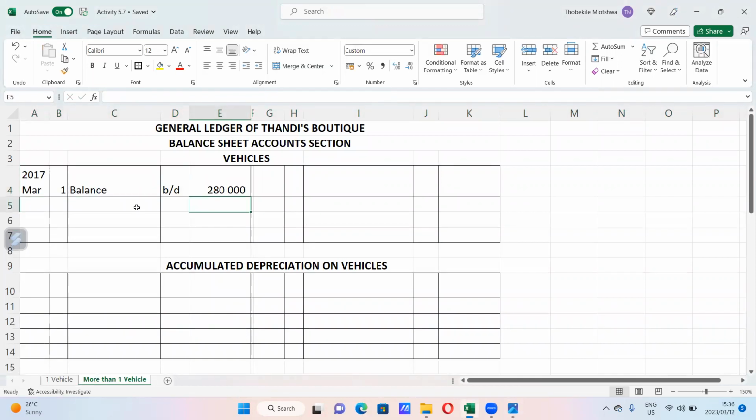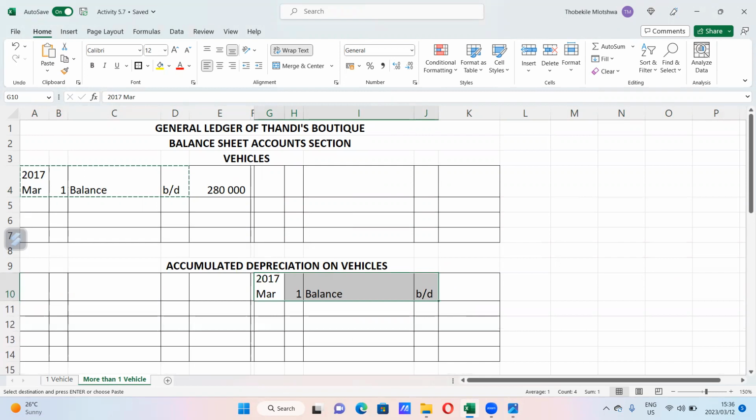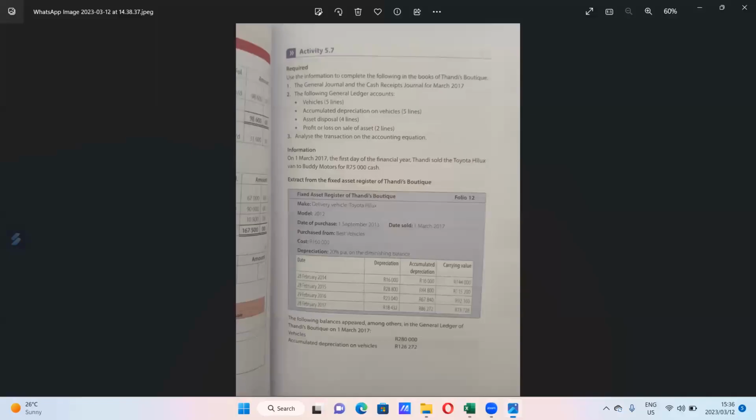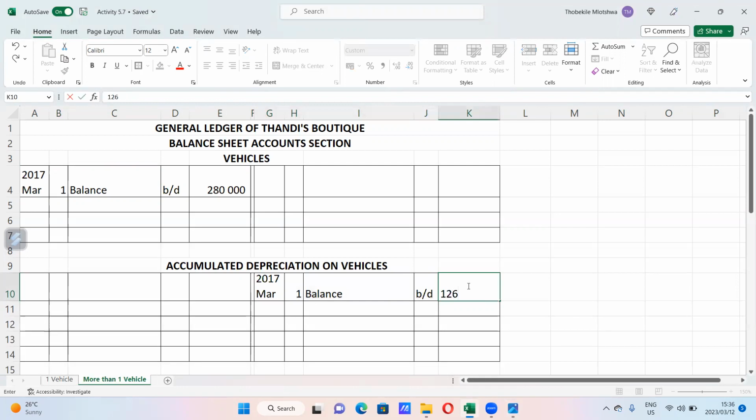And then we have the opening balance of the accumulated depreciation. Also, it has changed because we have more than one vehicle. So that makes it 126,272.